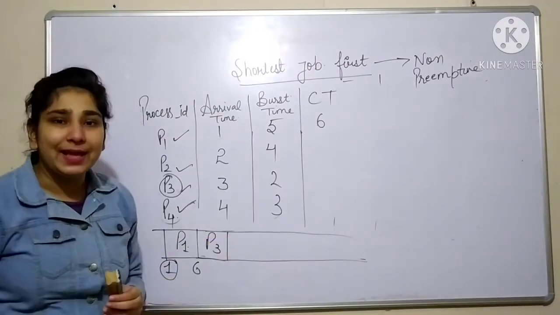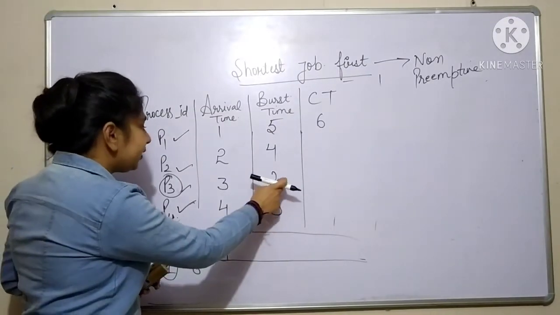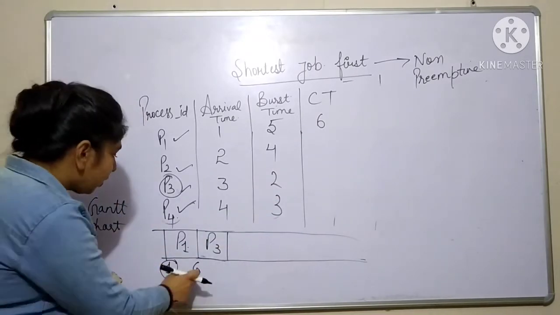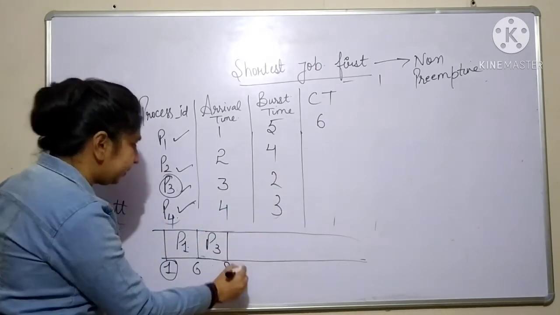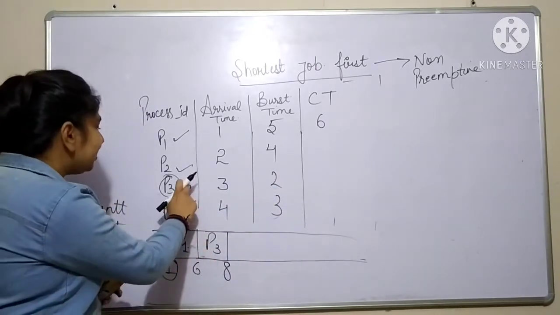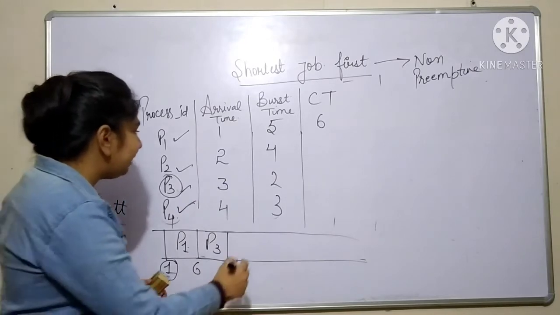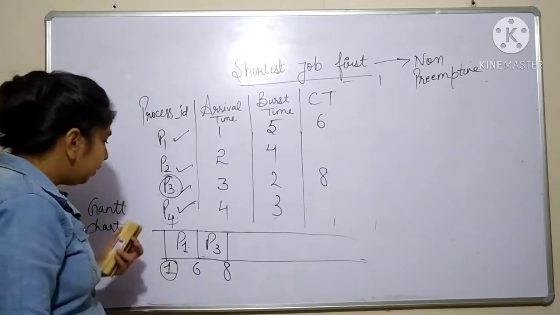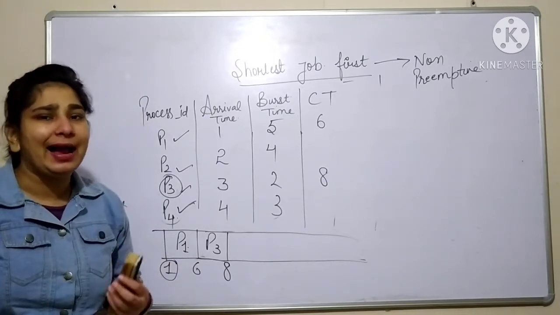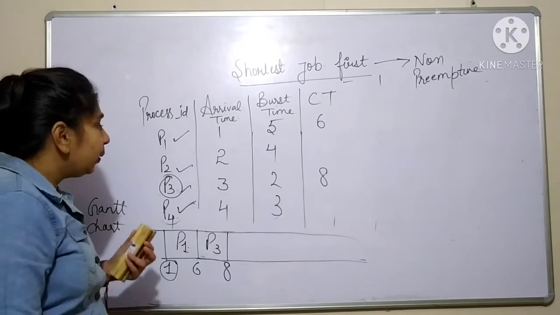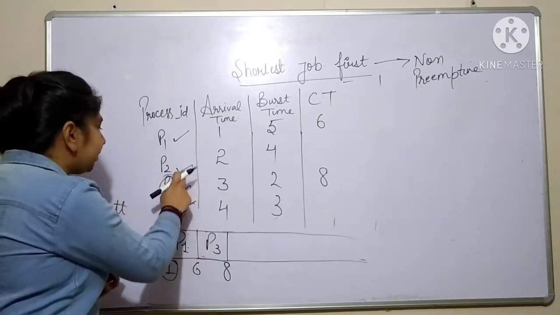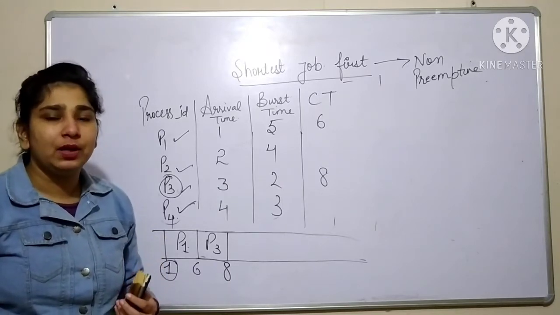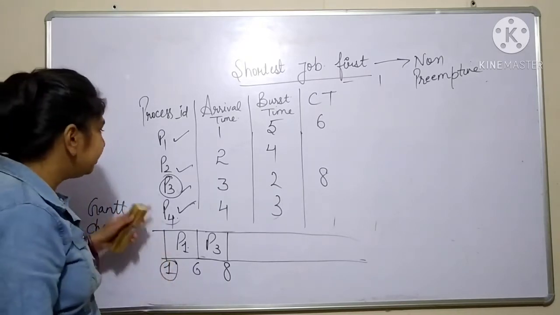Your process P3 needs 2 units of CPU time. So 6 plus 2, 8. What is the completion time of process P3? 8. So now your CPU is completely idle. We are giving priority to the shortest jobs because we want to reduce the response time and the waiting time of the users.